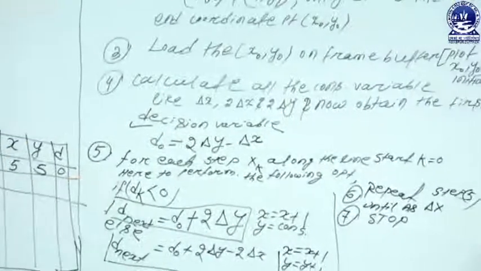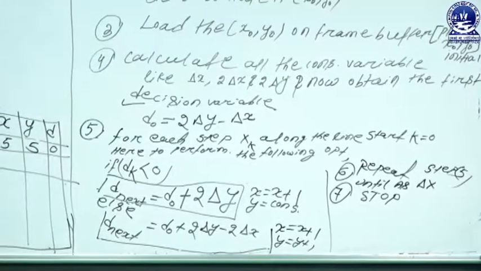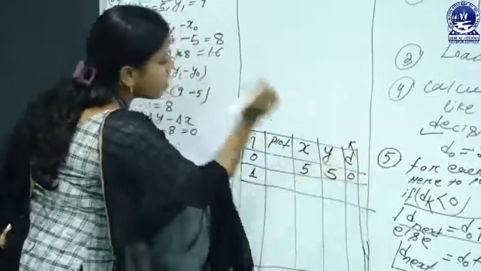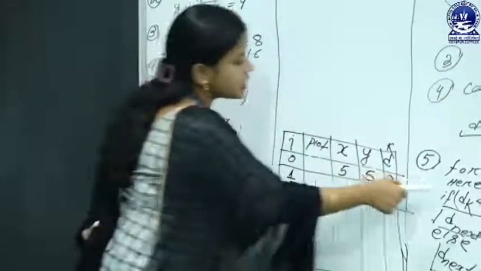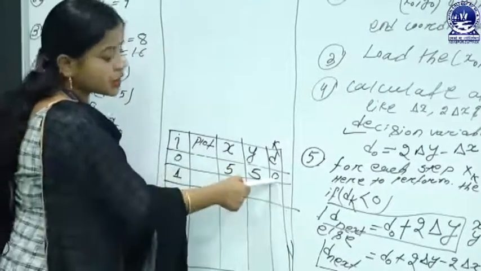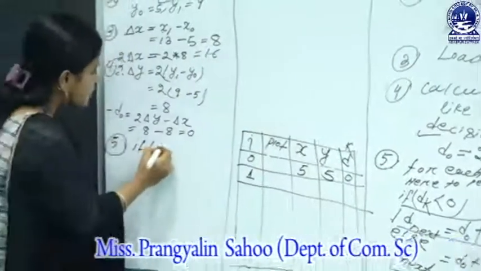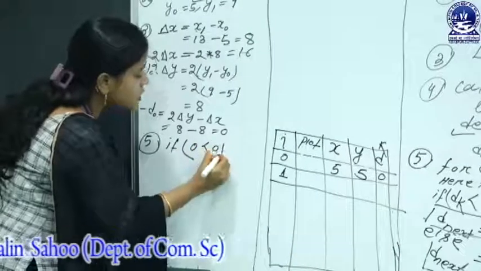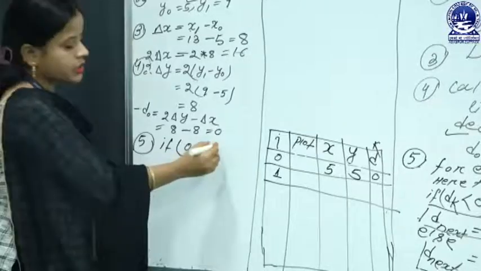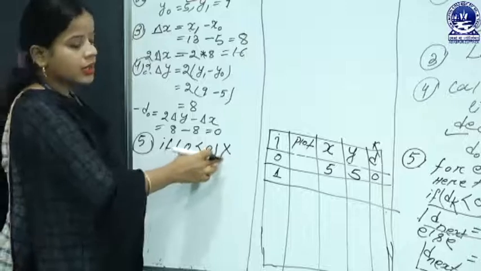So now to calculate, here are the conditions. The first condition is if dk, that means the decision variable found in the initial case. Here k means that's 0. So the 0th decision variable, how much value was detected? Here the detected value is 0. So is 0 less than 0? Is the condition true or false? Here the condition is false. That means 0 is equal to 0 but not 0 less than 0. So the condition is false.